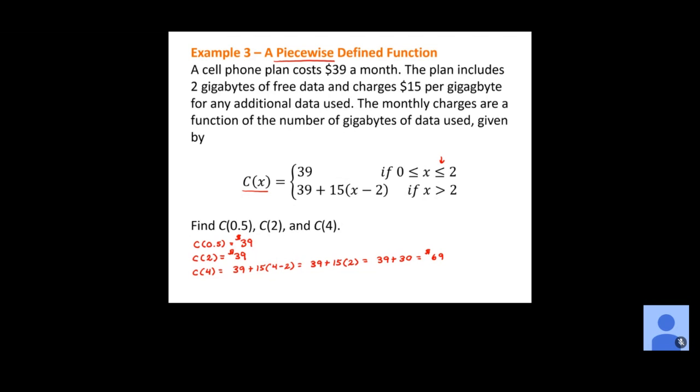Again, always go back and think about your problem. Make sure that your answers make sense. That last one, we used 4 gigabytes of data. We know we're getting charged $15 per gigabyte over 2 gigs, right? And since we used four, that means we were charged twice that $15. That's $30 in addition to the $39 up front. And so that's why we end up getting charged $69 total to use 4 gigabytes of data. Any questions on any of those now?